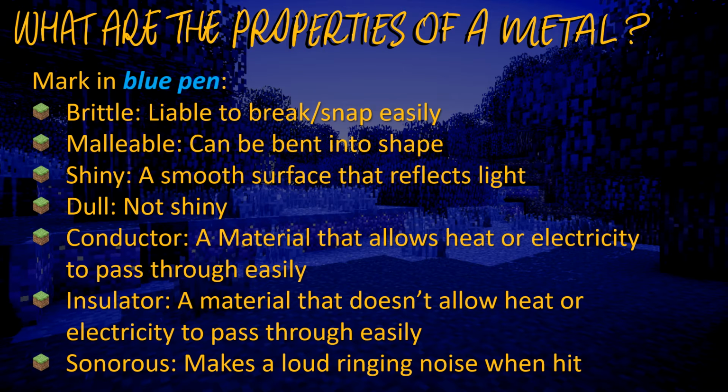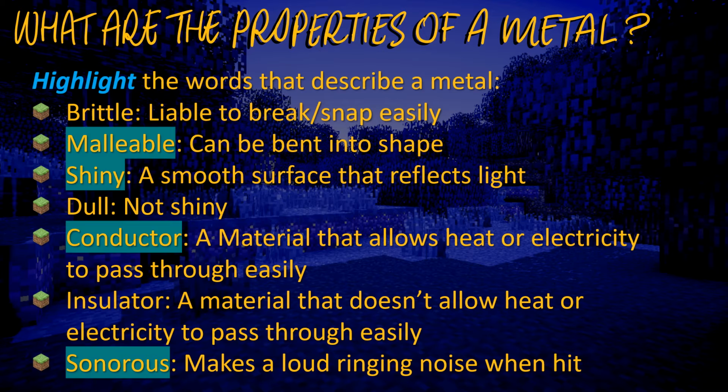Okay, the answers are now up on the screen. So brittle means it's liable to break or snap easily. Malleable means it can be bent into shape. Shiny is a smooth surface that reflects light. Dull is simply not shiny. A conductor is a material that allows heat or electricity to pass through easily. An insulator is a material that doesn't allow heat or electricity to pass through easily. And sonorous means it makes a loud ringing noise when hit.